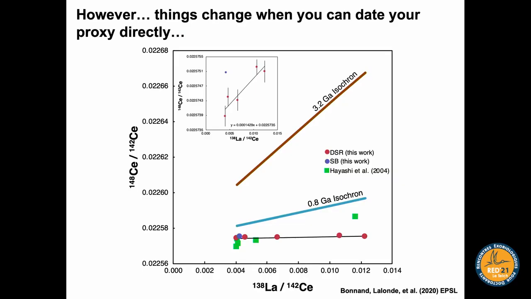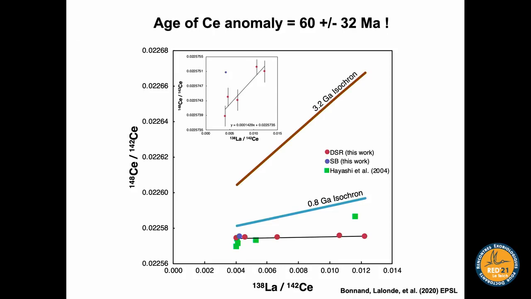We also performed lanthanum cerium geochronology, and this is a difficult dating technique. What you're seeing here is the first sedimentary lanthanum cerium isochron, produced by Pierre Bonon at Clermont-Ferrand, and here we have an age that's actually only 60 million years old. This is very confusing. On one hand, we have a cerium anomaly where the cerium itself is giving a 60 million year old age, but its neighbors samarium and neodymium are giving 3.2 billion year old ages.